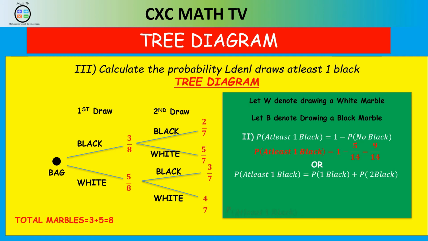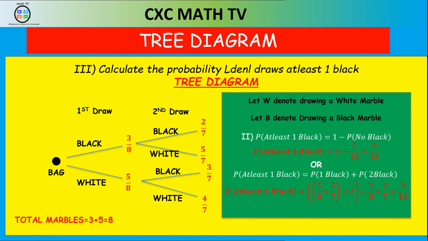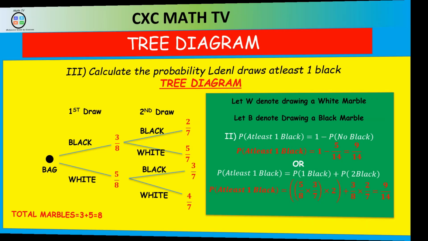Plus the probability of getting two black, which is black then black. So that is 3 over 8 times 2 out of 7. And when you put all of that in your calculator, you get 9 out of 14. So the probability of getting at least one black is 9 out of 14. We can clearly see how the tree diagram is extremely important in doing these calculations. Nice.